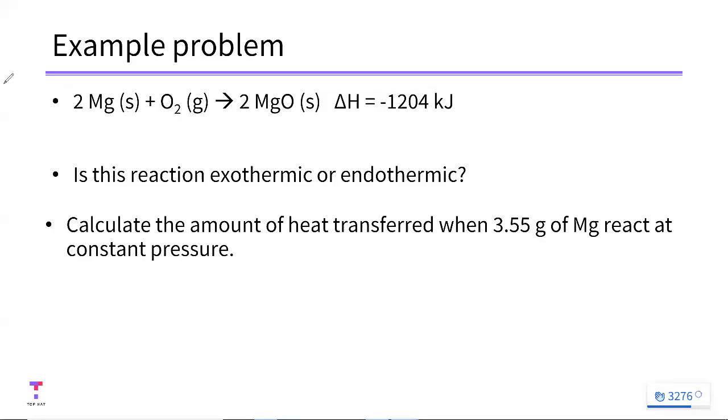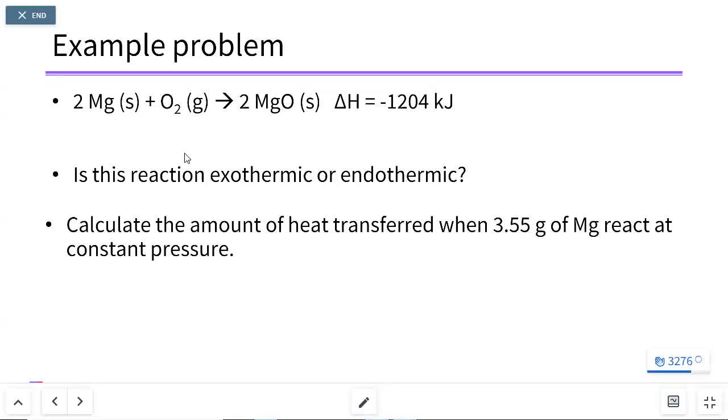Let's start off today by actually looking at a practice problem of something that you would have seen in the homework that was due last night. So the question is this. I've got this reaction here. The magnesium is reacting with oxygen to make magnesium oxide. Delta H for that reaction is 1204 kilojoules. First question, is this an exothermic or endothermic process?